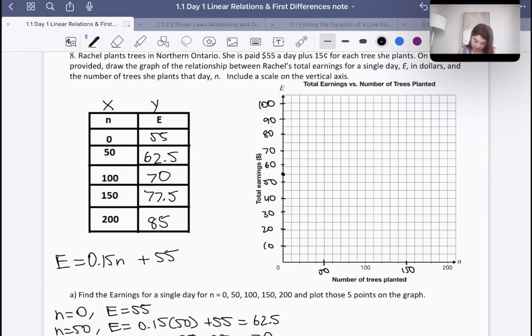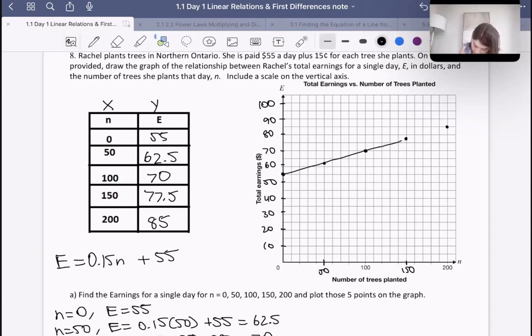So 50 and 62.5. So let's see, here's 60 right there, so 62.5 would be right there. And then there's 100 and 70. So 70 is right there. And then there's 150 and 77.5. Okay, so there's 75, 77.5 is right there. And then 200 and 85. Okay, so 85. That. Oh no, I think that's 90 actually. I think I plotted that wrong. Yeah, there we go. I didn't quite get it right. Okay, now I think we got it right.